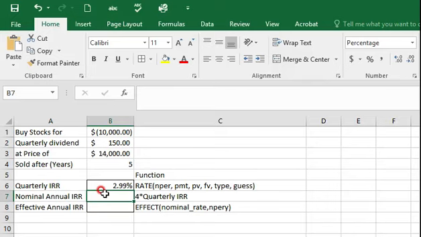Now this is the quarterly interest rate. So what will be the nominal interest rate per year? As we learned, we just have to multiply the quarterly rate by 4 to get the nominal interest rate, B6 multiplied by 4. Then you'll be able to get this percentage, which will be the nominal annual IRR.